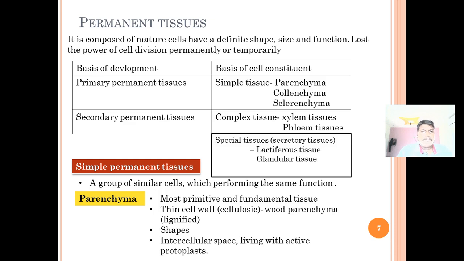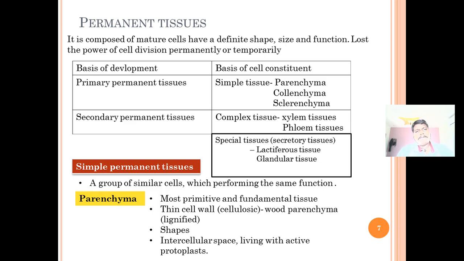Okay. Next, we come to permanent tissue. Permanent tissue is composed of mature cells. The immature cells that become permanent differentiate into permanent cells. Okay, they have a definite shape, size and function. Once the cells become permanent, they lose the power of division, temporarily or permanently. Okay, on the basis of development, permanent tissues are classified into two main types.